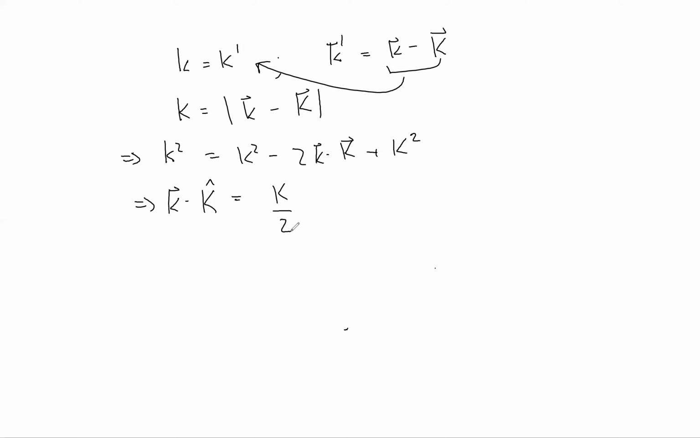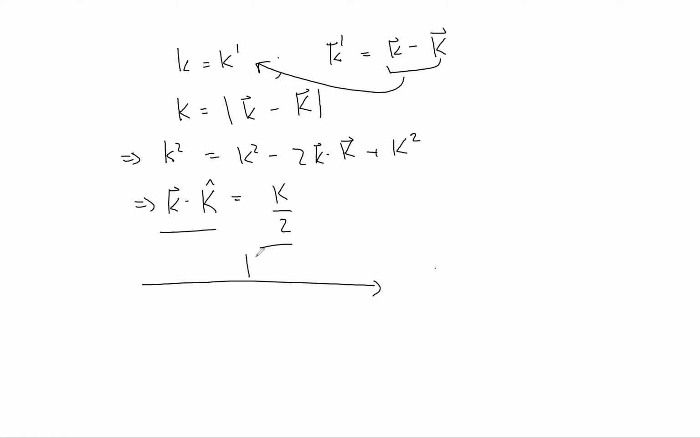So what this means is that the component of little k along big K, little k dot big K hat, is equal to half the magnitude of big K. So the component of the incident wave vector along the reciprocal lattice direction must be equal to half the magnitude of that reciprocal lattice vector. So the picture that you can have to understand this looks as follows.